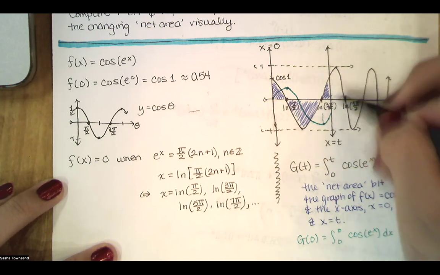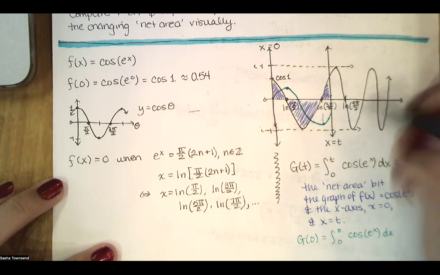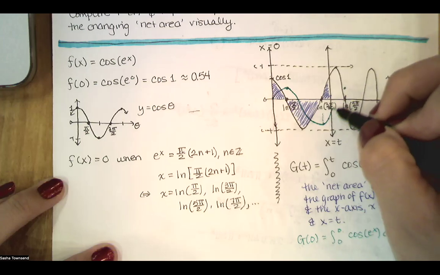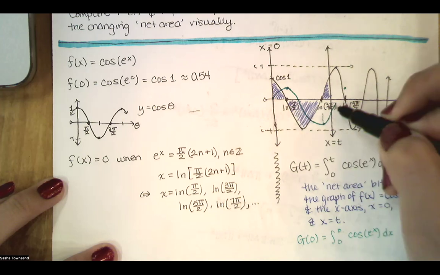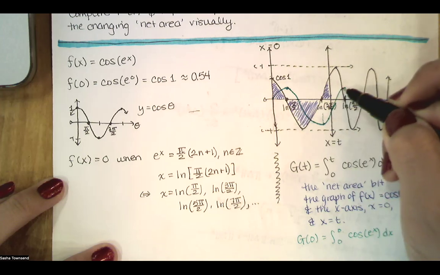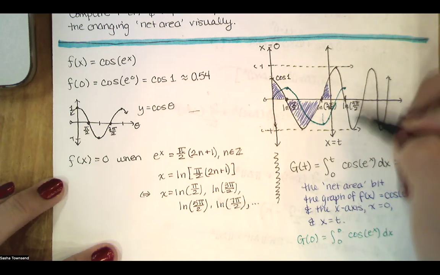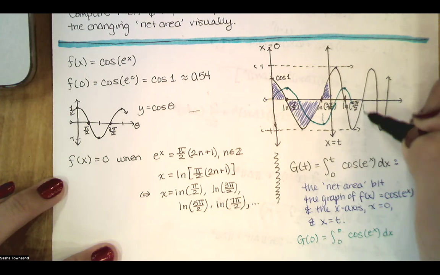But the point is that we keep adding area until we get to this point, and then at this point we start subtracting area again. So our g function is going to have a relative maximum. Let's say that this area plus this area eventually exceeds that. Then our function would look like that, and then at this point we would start subtracting area again. And so it would look like that until this point.